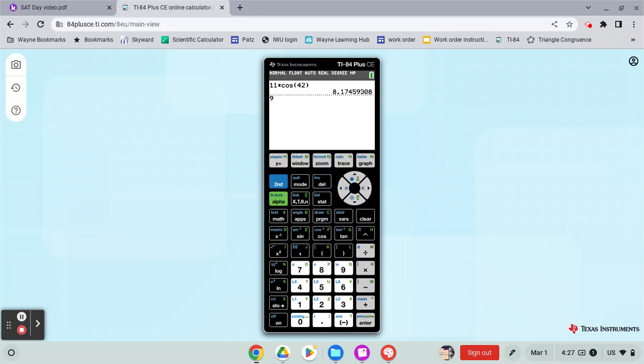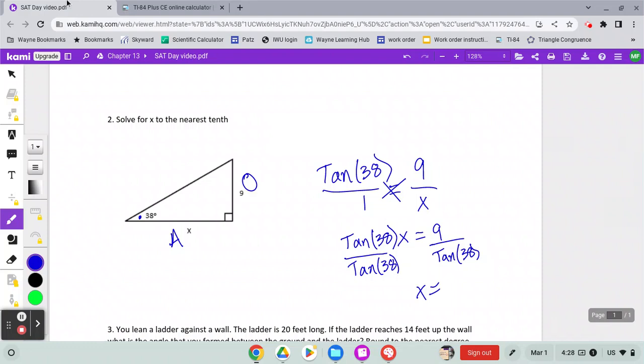So I come up here. I need to do 9 divided by the tangent of 38. I close my parenthesis, I hit enter. 11.5, we look one past, that's a 1, so 11.5. All right, so 11.5. We don't know a label because it doesn't have one. If they had given us the other side in feet, it would be feet. If it was meters, it'd be meters. Whatever, okay?